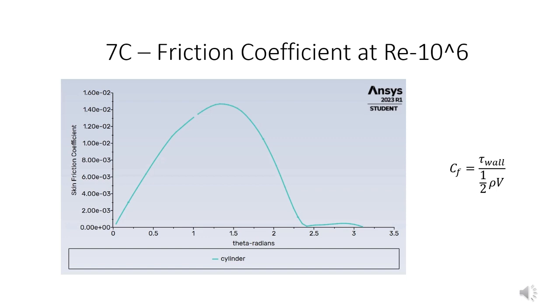Therefore, it can be deduced from the previous three graphs that as Reynolds number is increasing, CF is decreasing. This can be explained by the fact that as the Reynolds number increases, the flow becomes more turbulent, and as turbulence increases, drag decreases, and therefore so does skin friction.